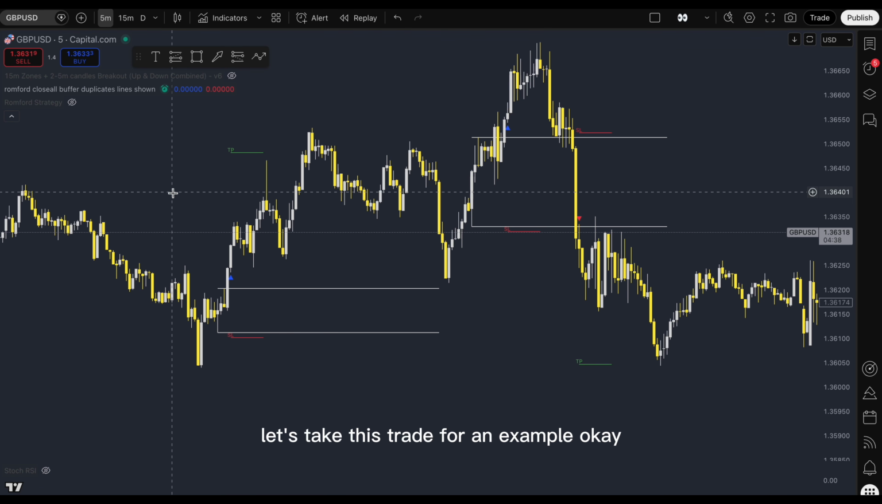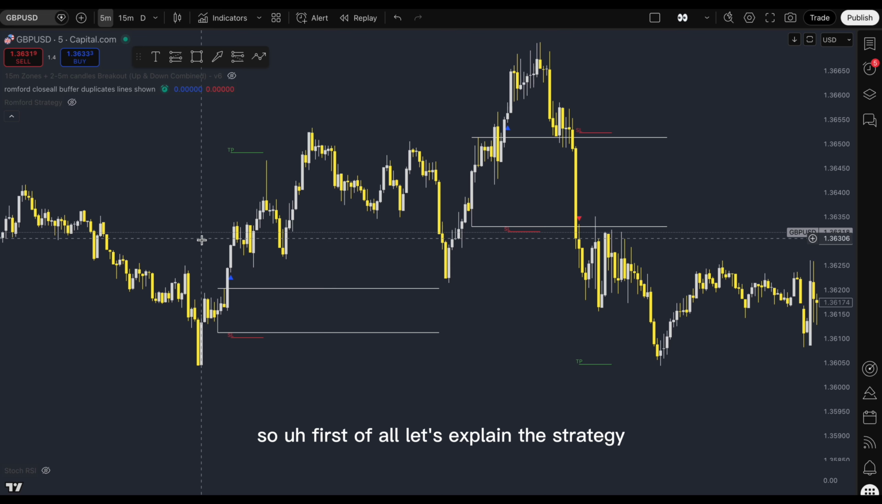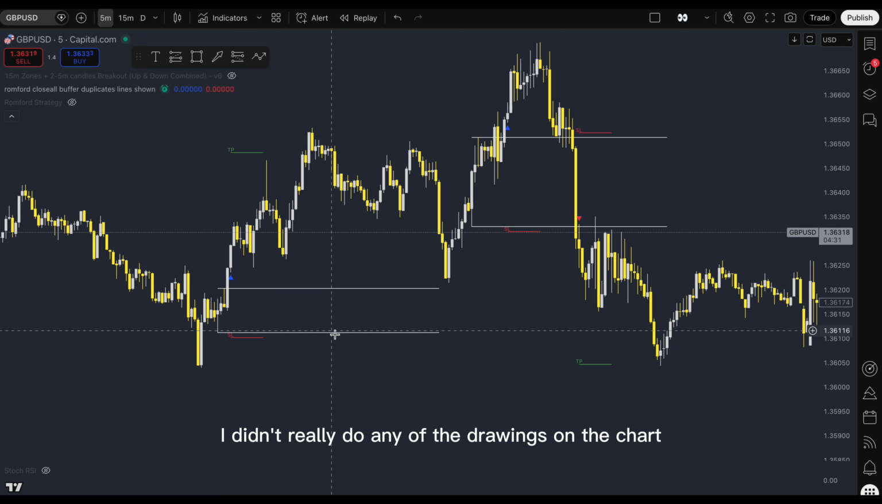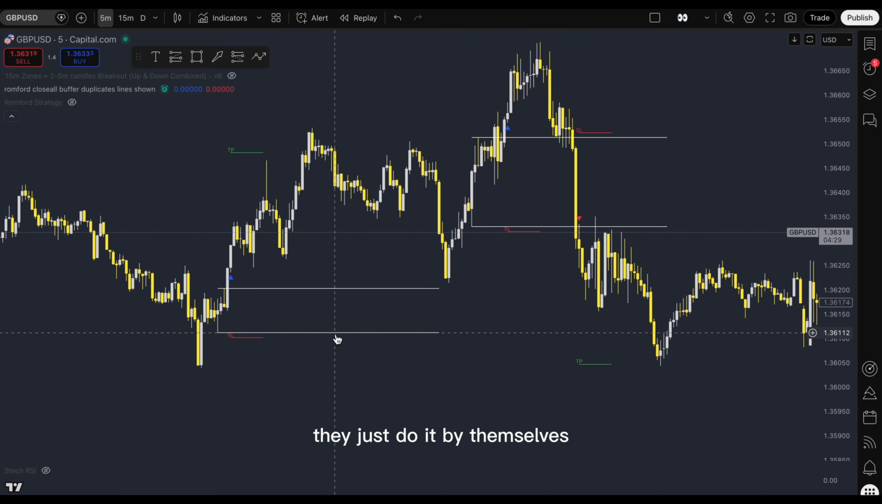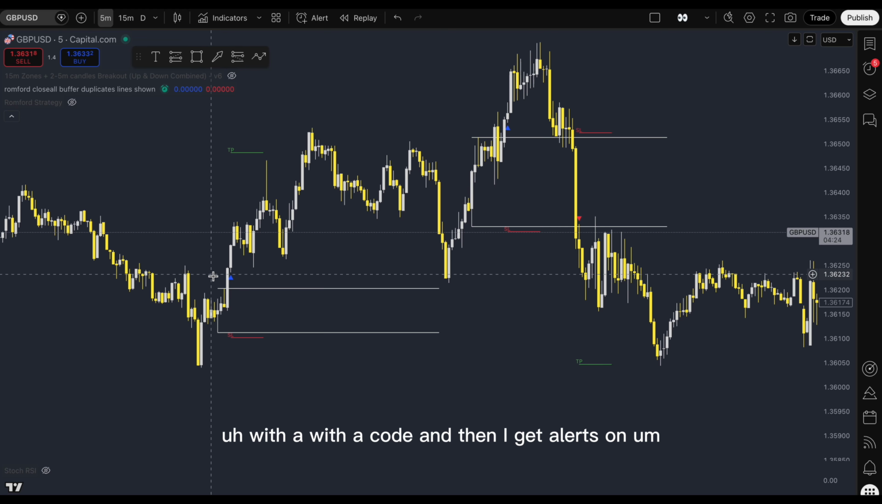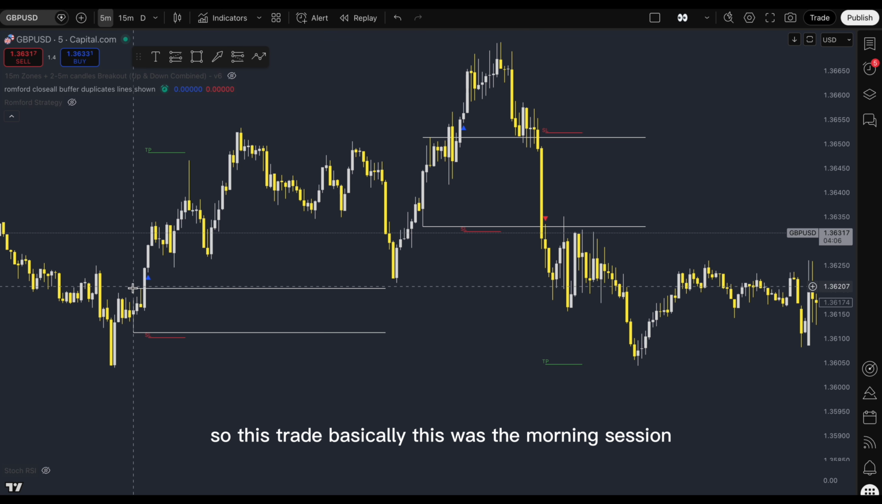Let's take this trade for an example. Okay, so first of all, let's explain the strategy. This is all automated, so I didn't really do any of the drawings on the chart. They just do it by themselves with a code, and then I get alerts on Pine Connector, and then Pine Connector sends those alerts to MT5, which is connected to my broker, and it just executes the trades, closes, TP, stop loss, everything.